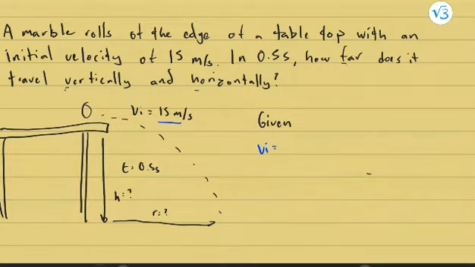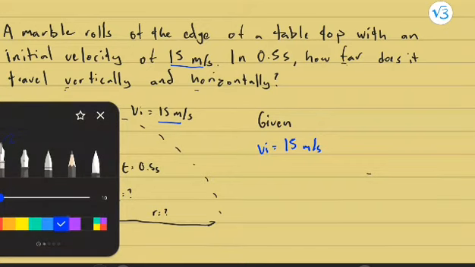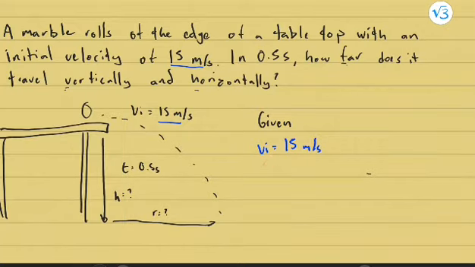VI is equal to this one. Bakit siya velocity? Kasi nga, yung unit for velocity is meters per second. So, that's 15 meters per second. And the next given is yung time. So, the time given is equal to 0.5 seconds. Of course, kapag time, seconds, minutes, hours. Yan yung unit. So, yan yung given natin.